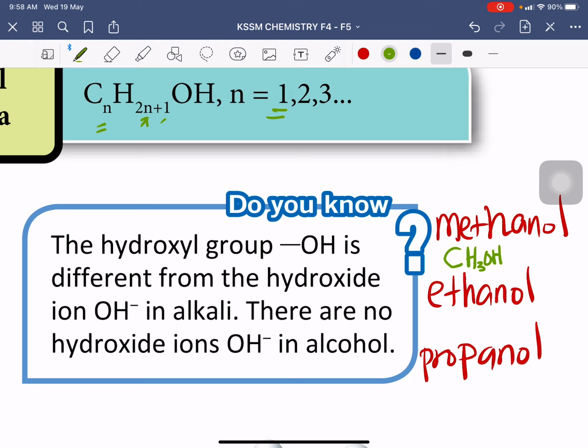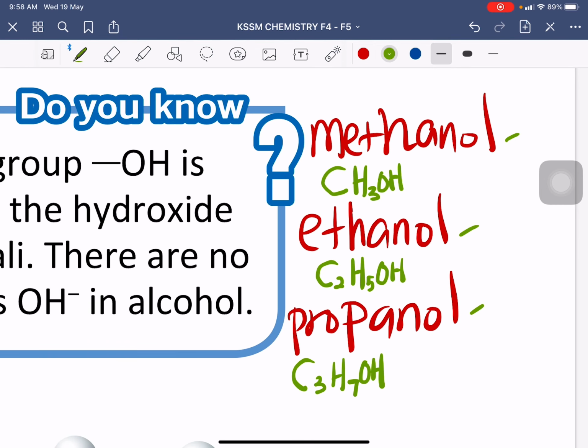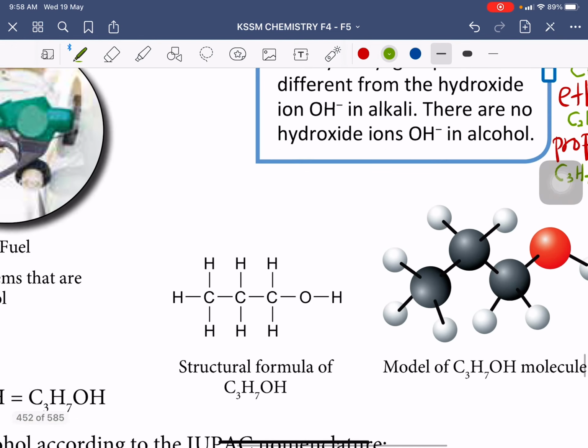The second one is ethanol. Ethanol is C2, because it starts from 2, the second member. H, 2 times 2 is 4, plus 1 is 5. OH. And the third one, propanol, should be C3H7OH, and so on. So these are the first, second, and third members of the alcohol homologous series.